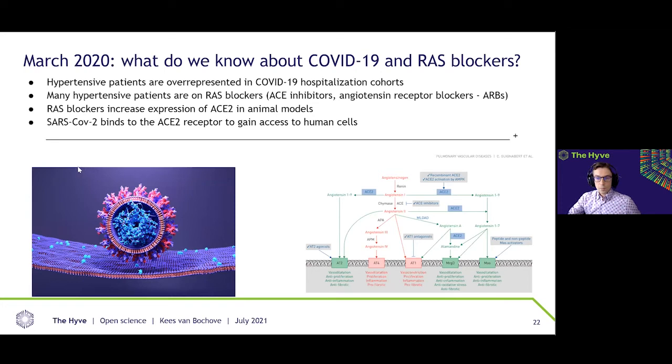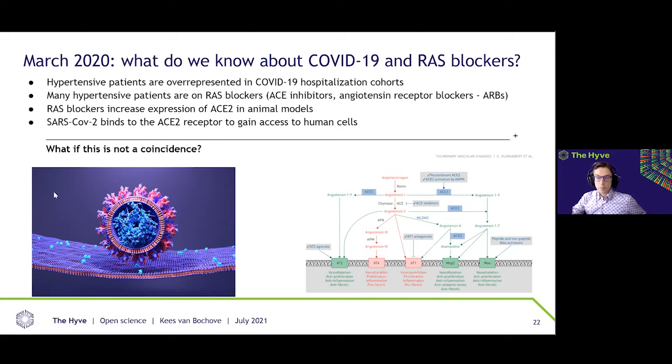So, if you put all this together, you start thinking, what if this is not a coincidence? What if through all these patients that are on RAS blockers, we are inadvertently rolling out the red carpet for the virus, by sort of pushing the cells to express more ACE2, making it easier for the virus to enter the cells and to replicate.